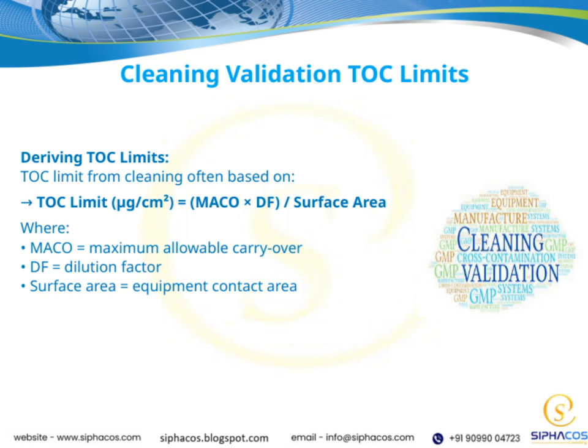The dilution factor accounts for how much the residue is diluted during subsequent processing steps, which is crucial for ensuring the residual levels are within acceptable limits. And finally, the surface area is simply the size of the equipment contact surface. The larger the surface, the more potential residue there could be, so this helps us normalize our limits accordingly. Connecting these points, this formula provides a systematic way to set realistic and scientifically justified TOC limits that help us maintain product safety and quality throughout the manufacturing process. It's a fundamental part of establishing a robust cleaning validation program.